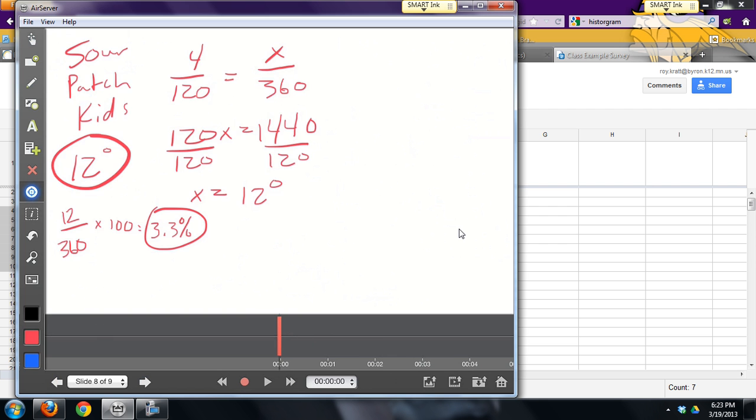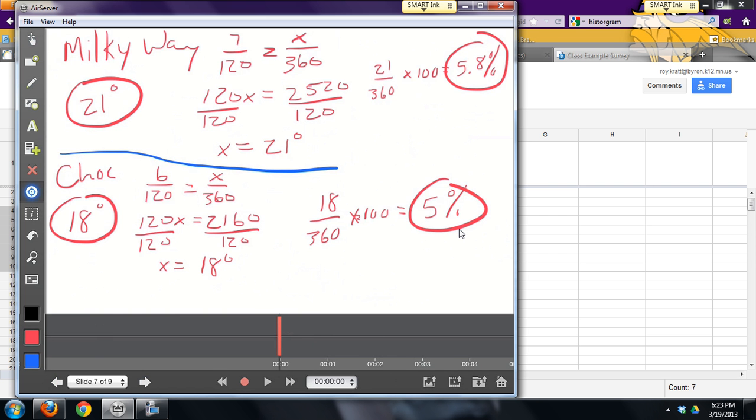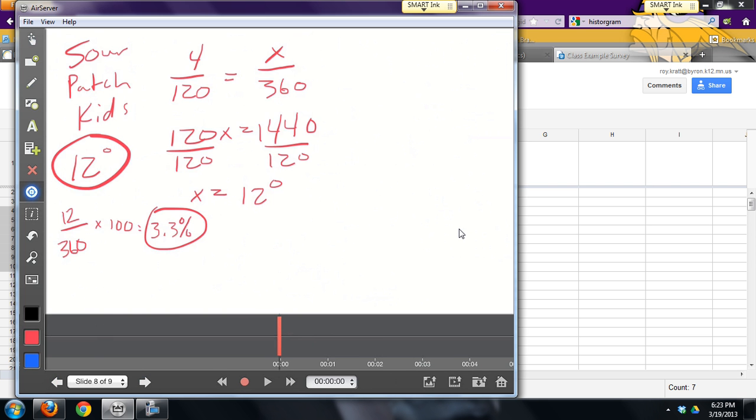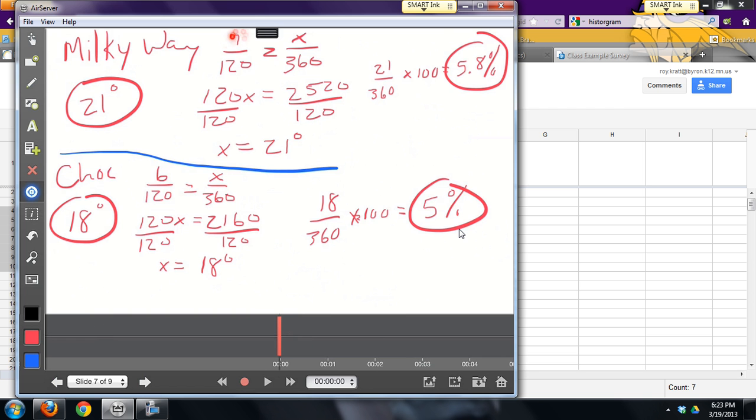All right, so what do we have left? We have our Milky Way, chocolate, and Sour Patch Kids. So Milky Way, 7 people like that out of 120, equals x over 360, cross multiply, divide by 120, I get 21 degrees. 21 divided by 360 times 100 gives me about 5.8%. I'll write that as 6% on the circle graph.